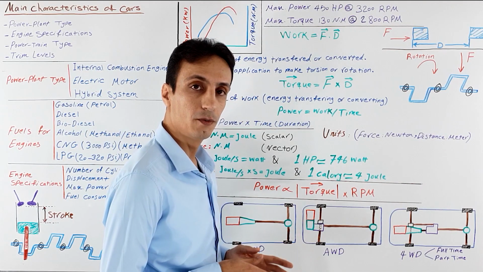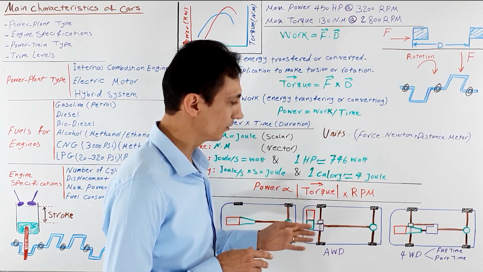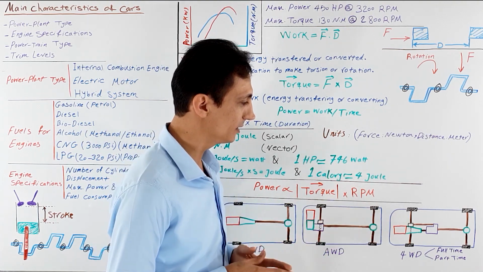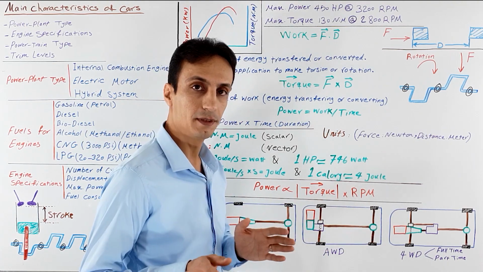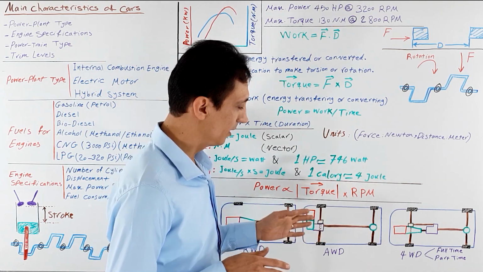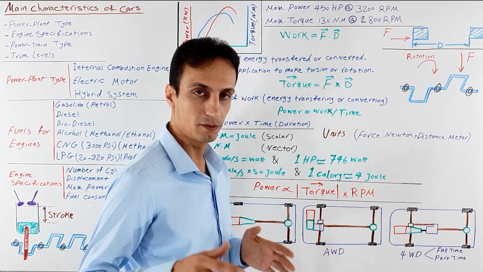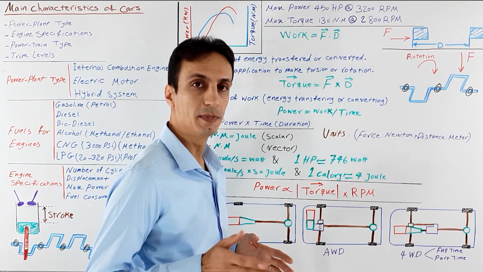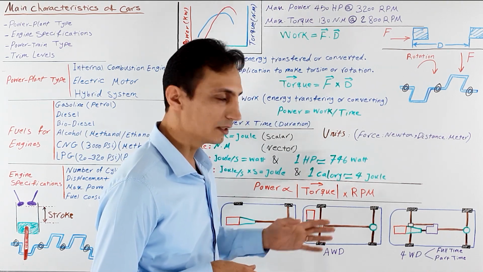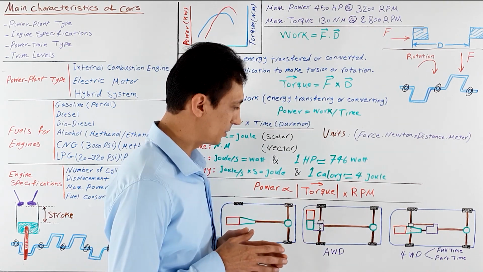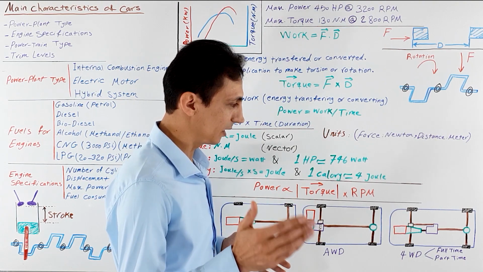Okay, up to now we have introduced traditional all-wheel drive and full-time four-wheel drive system, and let me make it clear for you again that the only difference between these two designs is that in full-time four-wheel drive system we have a transfer case that makes it possible for us to go into low speed driving mode, but in traditional all-wheel drive system we do not have any option for low speed driving mode.